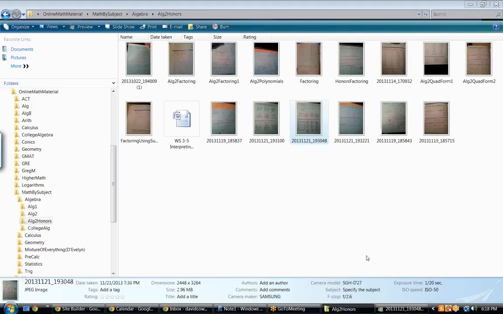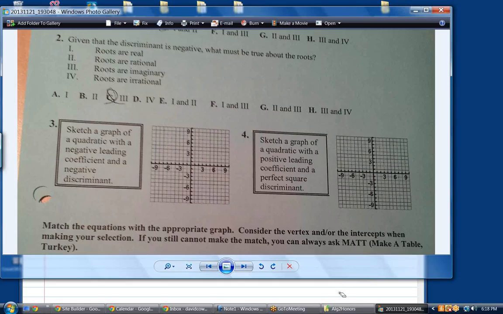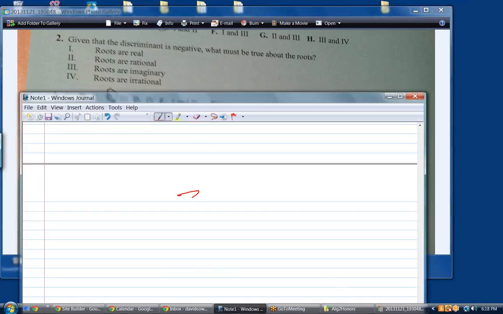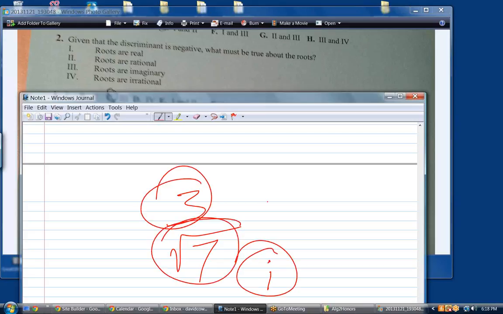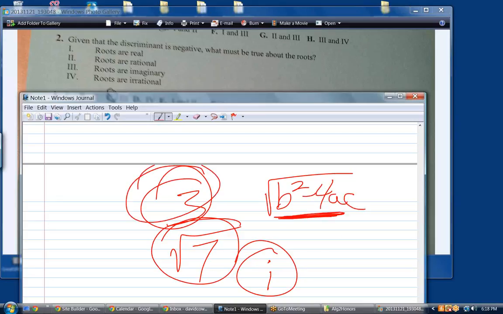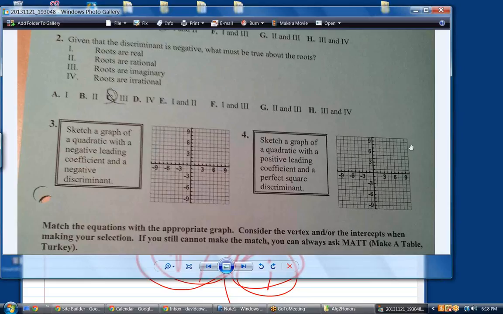Remember, here's what we're talking about: that's real, that's irrational, that's imaginary. So when we're taking the discriminant, the b squared minus 4ac, if that is a perfect square, then we will have an integer answer. If it isn't a perfect square, we will have an irrational answer. And if it's negative, we will have a complex solution.